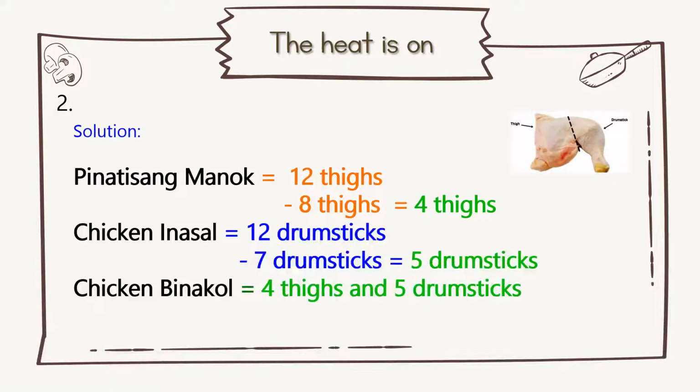So here's the solution. If Mia will use 8 thighs for the pinatisang manok, what is left is 4 thighs. If Mia will use 7 drumsticks for the chicken inasal, what is left is 5 drumsticks. So all in all, for the chicken binakol, Mia will have 4 thighs and 5 drumsticks.